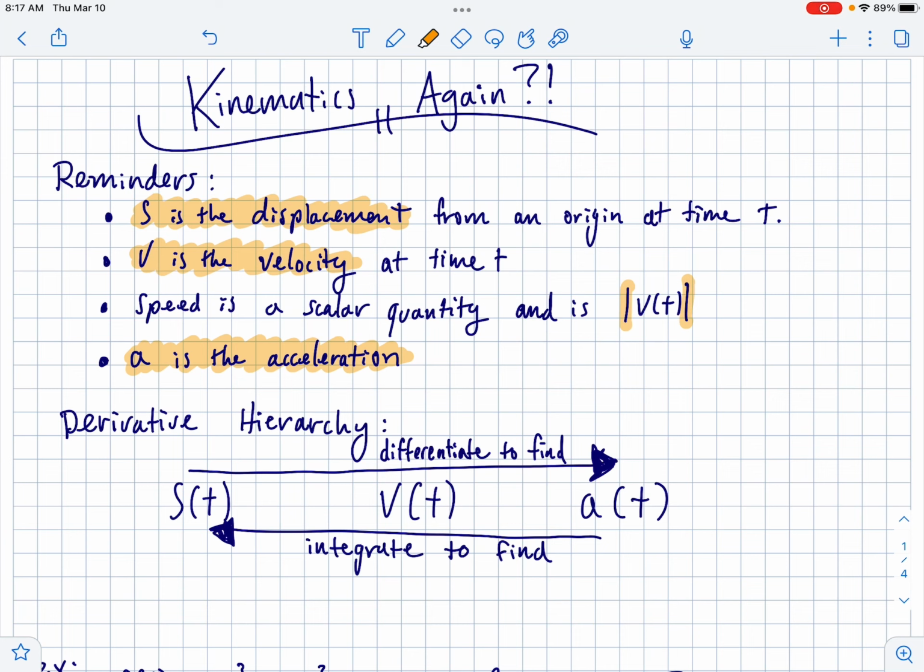Now, the hierarchy between all these things is that if you take the derivative of s of t, the displacement, you get velocity. And if you take the derivative of velocity, you get acceleration. So that's moving left on this diagram, that you can take the derivative of those things to get the next thing to the right. If you want to move from right to left, you need to integrate. Meaning that if you integrate acceleration, you get velocity. And if you integrate velocity, you get displacement.